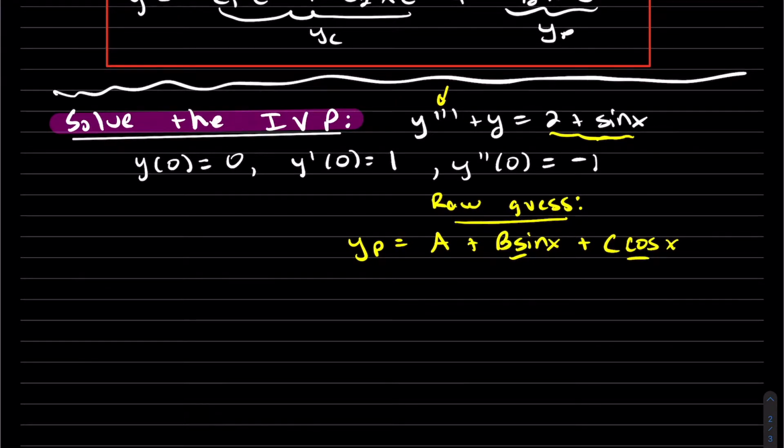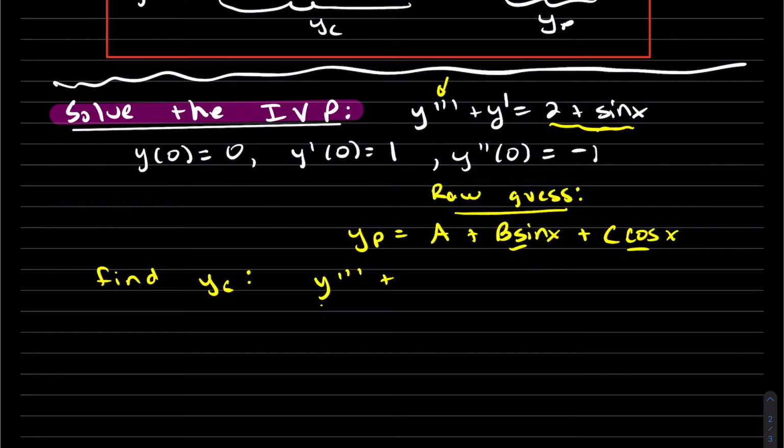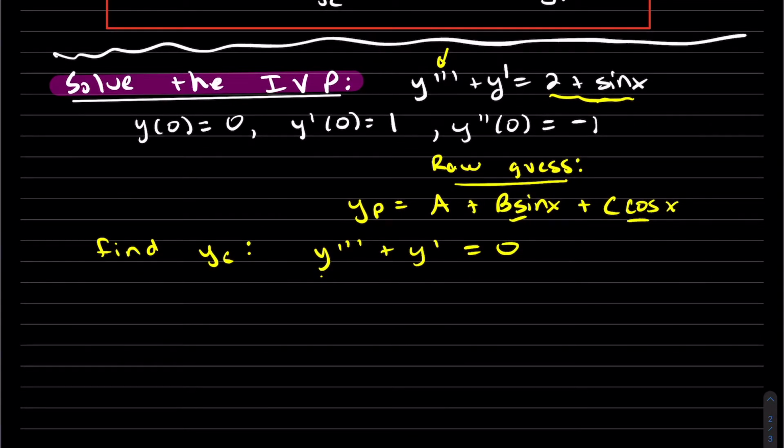But now we have to find yc to make sure that each of those is independent of our homogeneous solution, so it doesn't get absorbed. So we're going to find yc, which is the solution to the corresponding homogeneous equation. We guess e to the rx. These are constant coefficients.